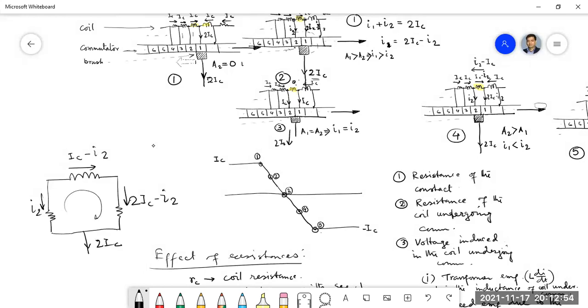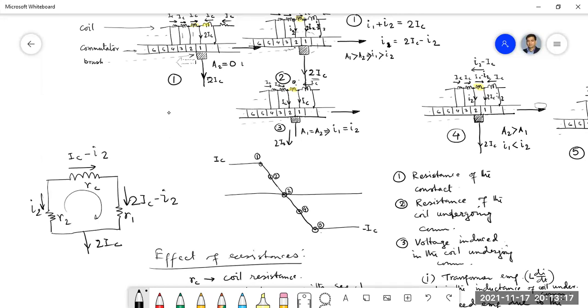What are the resistance values? Sir, R1, R2, and RC. So which one will be R1 and which one will be R2? Sir, the left one will be R2 and the right one will be R1. Correct. Now you apply KVL and tell me what you are getting.